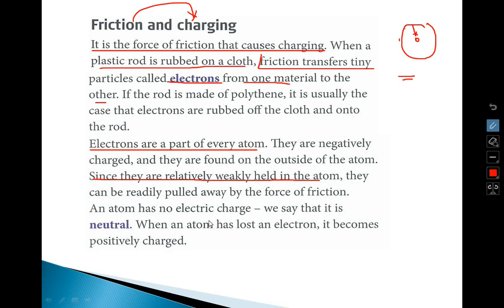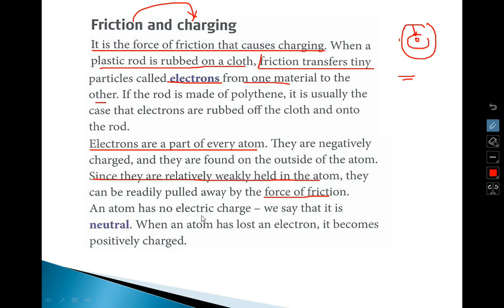By the force of friction. So it's easy to get them where? Away from the atom here to the other object by the process called what? Friction. So friction is the process of taking electrons from an atom to the other object, or any material.